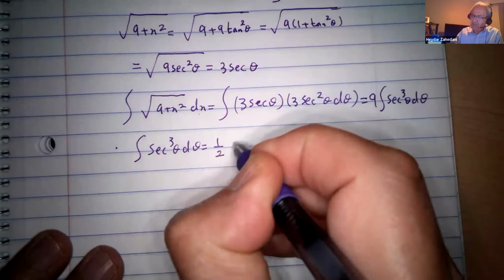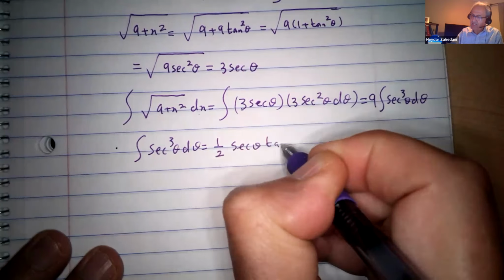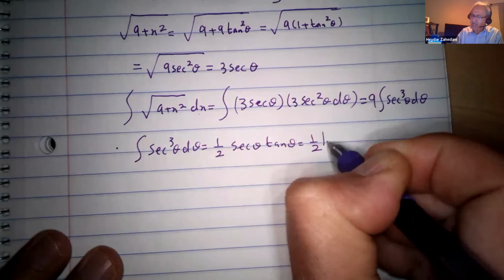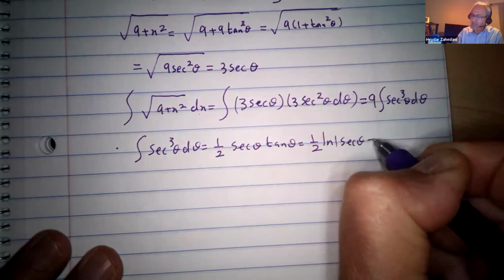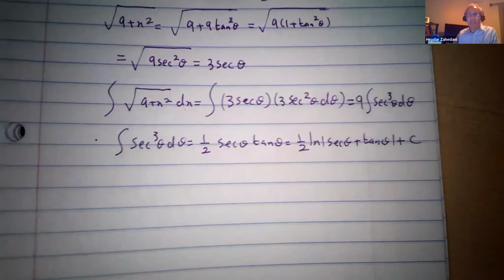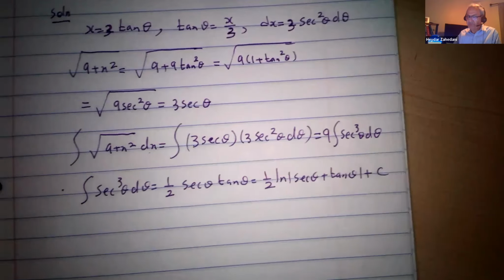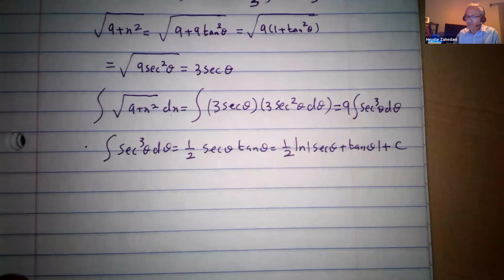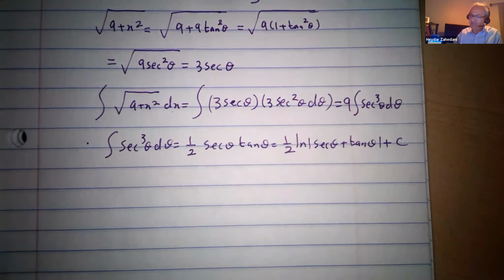I just have to check again. So it's 1/2 of secant tangent, and 1/2 of the ln of the absolute value of secant theta plus tangent theta, plus the constant c. I think that's it. That's the one that we checked. Yes. Okay. Then you have to substitute to get these numbers done. Okay. So you have the 9.